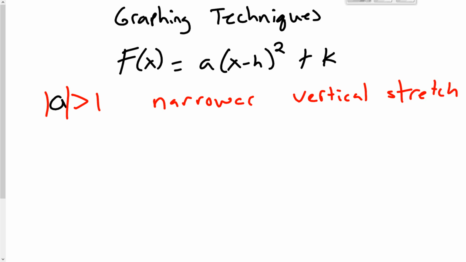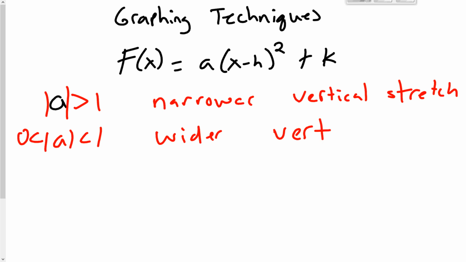Okay, if the absolute value of a is between 0 and 1, that means it's a fraction, right? 1/3, 3/4, stuff like that. Then it will be wider, and these are being compared to the parent function y equals x squared, right? Where you have 0, 0, 1, 1, negative 1, 1, 2, 4, negative 2, 4. So if it's a fraction in front as your a, it's going to be wider than the parent function, and it's going to have a vertical shrinking going on.